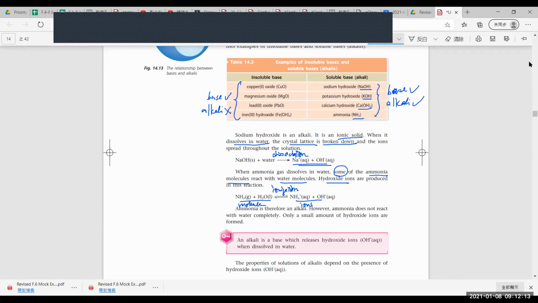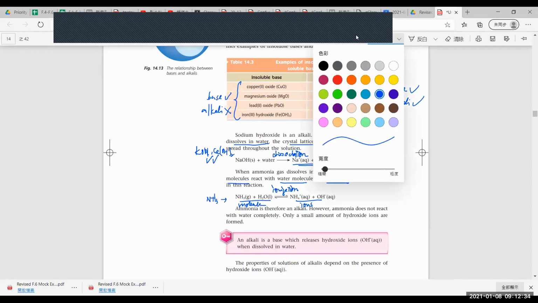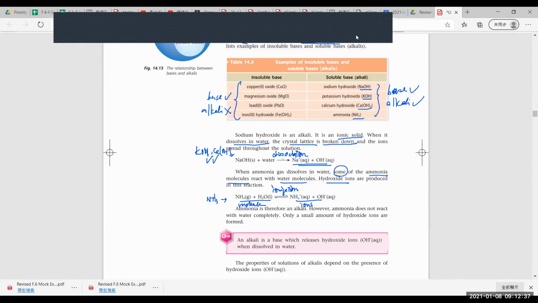Sodium hydroxide, calcium hydroxide and potassium hydroxide behave very similarly to the first case. Similarly for KOH, similarly for calcium hydroxide. But for ammonia, it is the other case. What they have in common is that no matter which case we have, they would have some common ions.